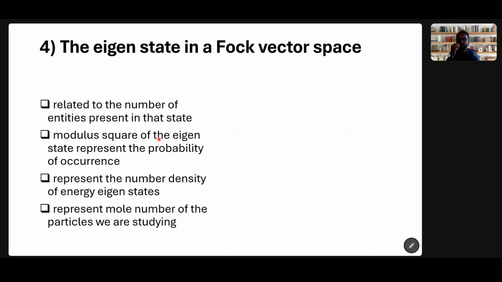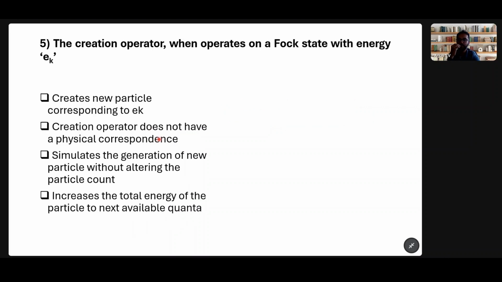Fourth question is again a theoretical question. So what does the eigenstate in a Fock vector space represent? So it's related to the number of entities present in the state. It's option A. So the same question will be repeated again, I think, in the question number 7 or 8.